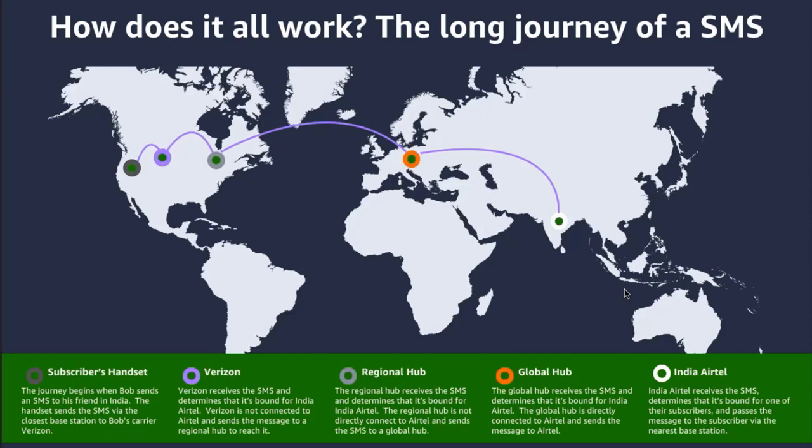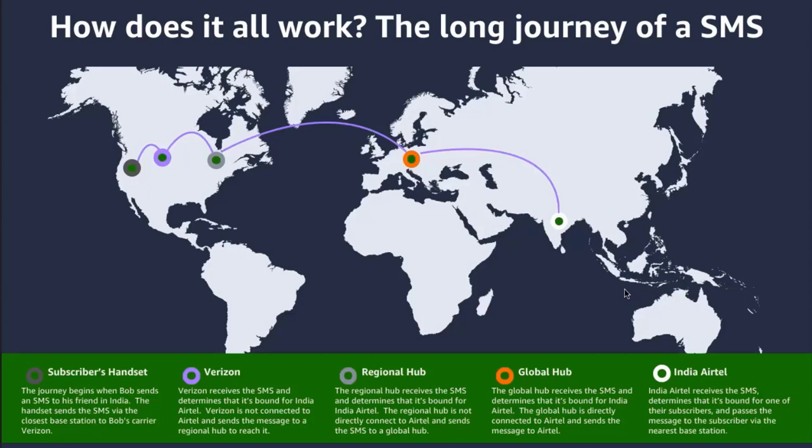On the left-hand side, you'll see that green circle with the grayish outline. That's someone sending an SMS from their handset. In the bottom left corner, we have the story of Bob. Bob wants to send an SMS to his friend in India, so he pens out the SMS, he hits send. That SMS travels to Bob's carrier, in this case, Verizon. Verizon receives the SMS, and the first thing Verizon does is say, okay, where is this SMS going? It validates that it's going to India, and then says, okay, we don't have a direct connection with India Airtel, so let's send it to a regional hub.